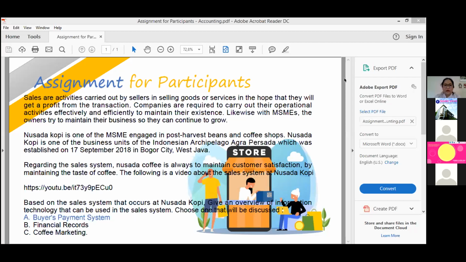Nusada Coffee is one of the MSMEs engaged in post-harvest beans and coffee shops. Nusada Coffee is one of the business units of the Indonesian Archipelago Agro Persada, which was established on 17 September 2018 in Bogor City, West Java. Regarding the sales system, Nusada Coffee always maintains customer satisfaction by maintaining the taste of coffee. The following is a video about the sales system at Nusada Coffee. Based on the sales system at Nusada Coffee, give an overview of how information technology can be used in the sales system. Choose one to discuss. First, the buyer's payment system. Second, financial record. And third, coffee marketing.